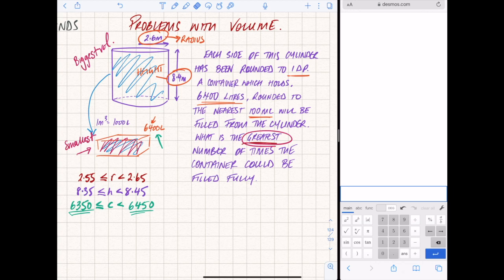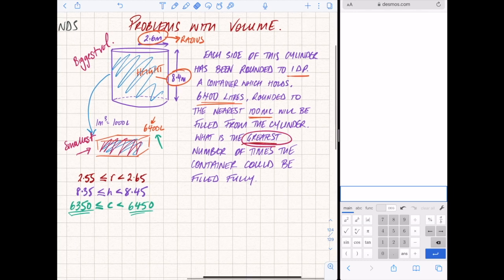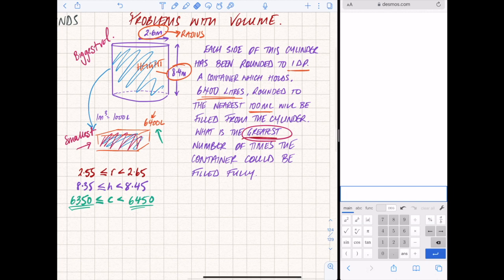So it's an example of where we have, because we're going to be doing some division in this question, an example of where you're going to have an upper bound divided by a lower bound. So let's go through the process. The first thing I need to do is find the volume of the cylinder.